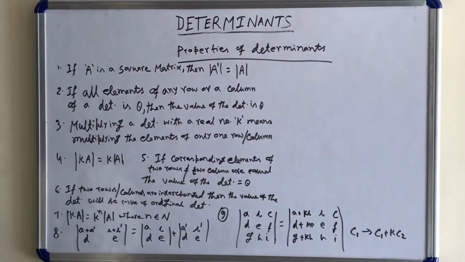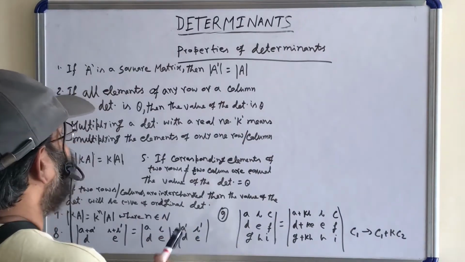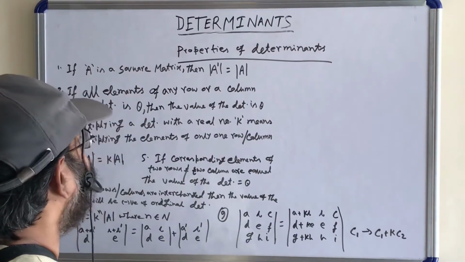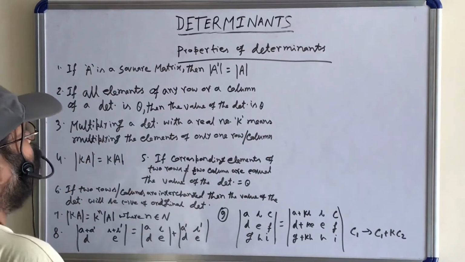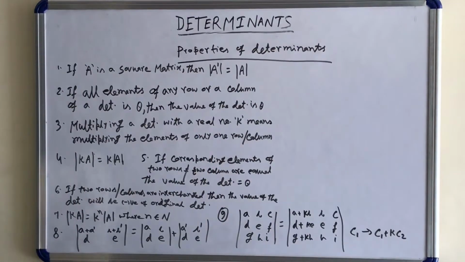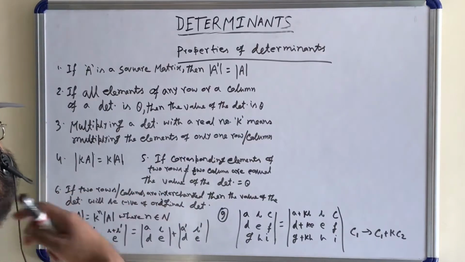In the session before last you learned how to find the value of a determinant. Since transpose is nothing but shifting of rows to columns or columns to rows, if we take any row and any column, the value of the determinant will be the same. So that is why the value of the determinant A transpose is equal to the value of the determinant A. Second property: if all elements of any row or a column of a determinant are 0, then the value of the determinant is 0.